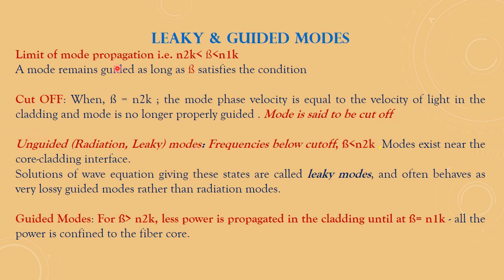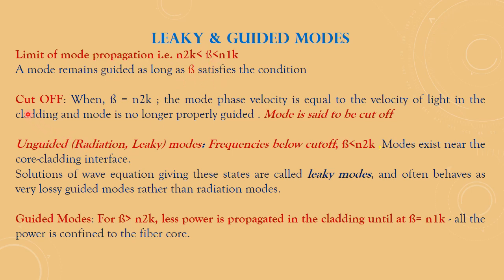So the first one is the limit of mode propagation, that is N2K should be less than N1K. So that is, beta should be within that range. Only when this condition is satisfied, the modes propagating within that fiber we can call guided modes. If there is any deviation in this condition, then we call them leaky modes.